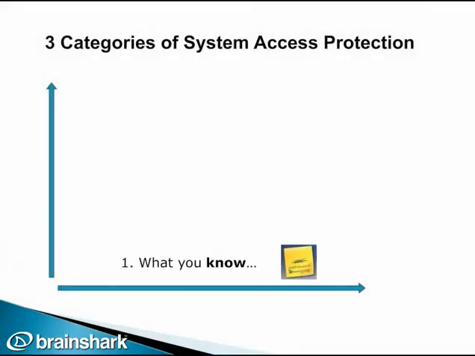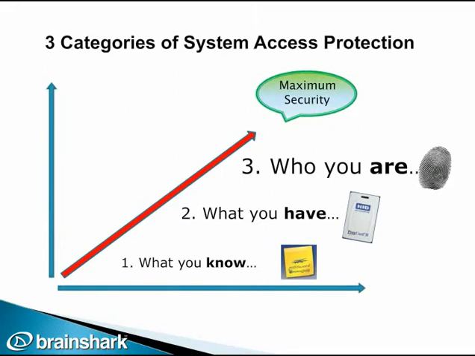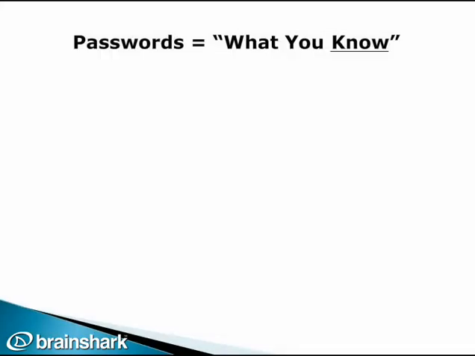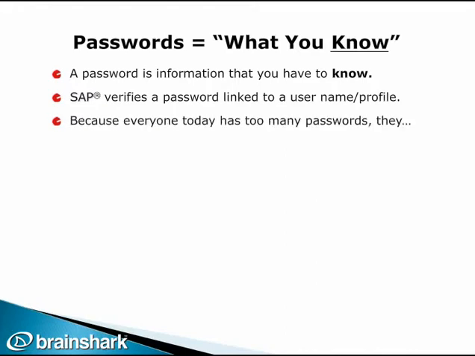There are three basic categories that all security techniques fall into: what you know, what you have, and who you are. Security and system protection increase as you move through those levels. The first category of techniques is based on what you know. SAP looks for a valid combination of username and password and lets you into the system based on that.